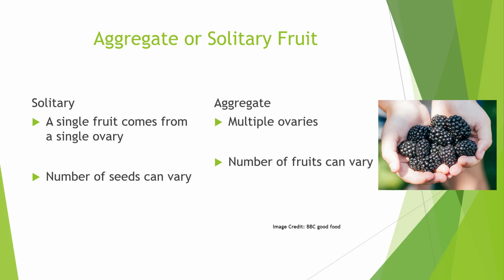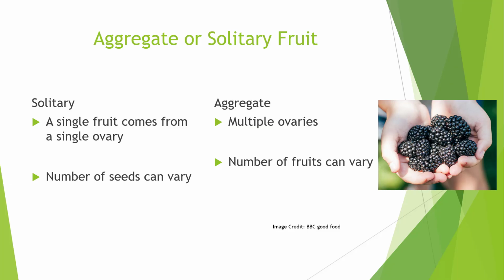Now let's look at some aggregate or solitary fruit. A solitary fruit comes from a single ovary. The number of seeds can vary depending on the plant. Some plants, like orchids, are capable of having almost 1 million seeds in them.